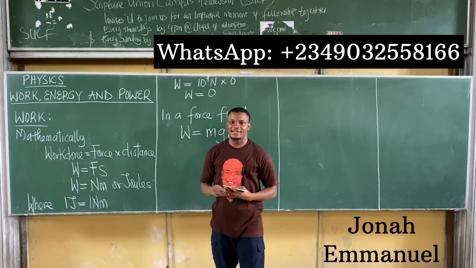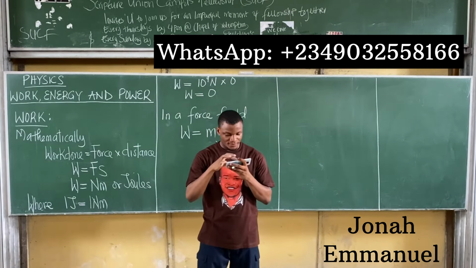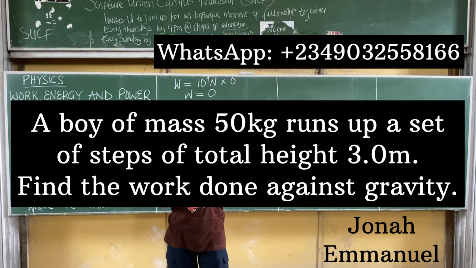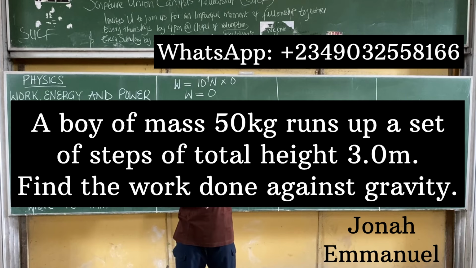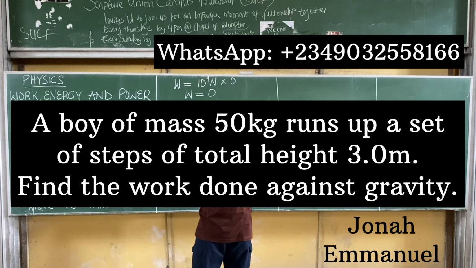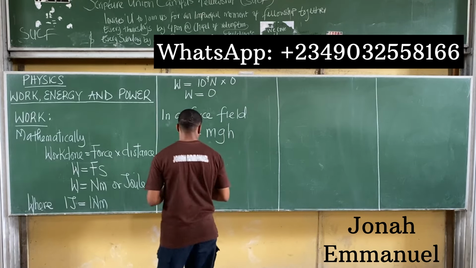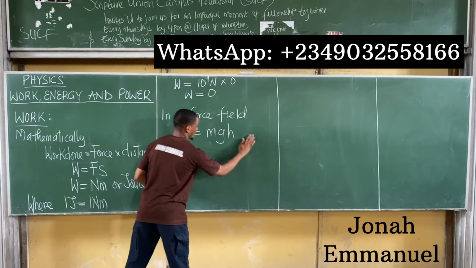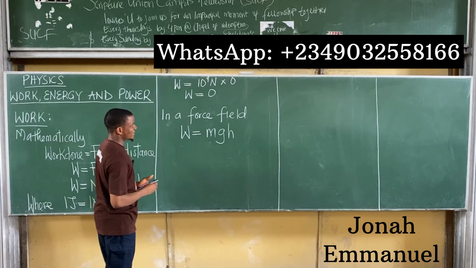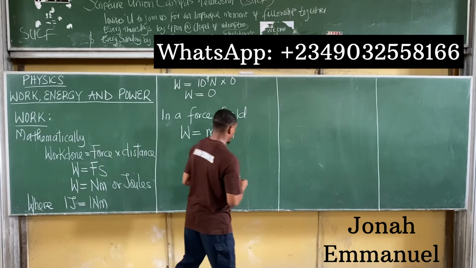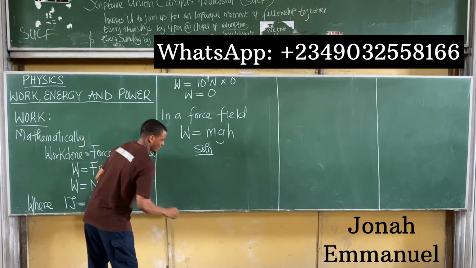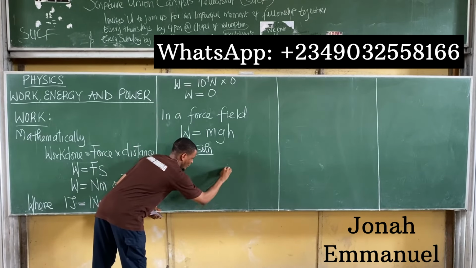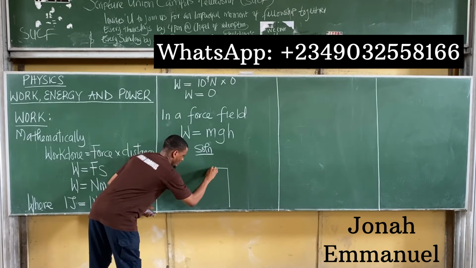All right, so let's take a first example. The first example says a boy of mass 50 kilogram runs up a set of steps of total height 3.0 meters. Find the work done against gravity. Now, in this case, here's what to note, please. If I'm to draw a diagram for this, you have certain steps. Let's say from here, you have this step here.